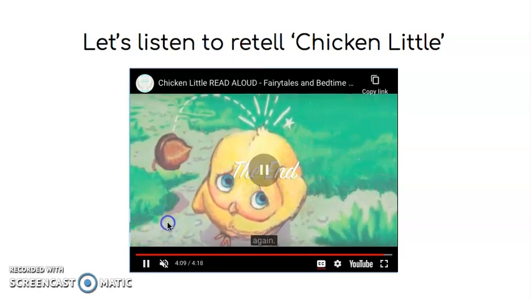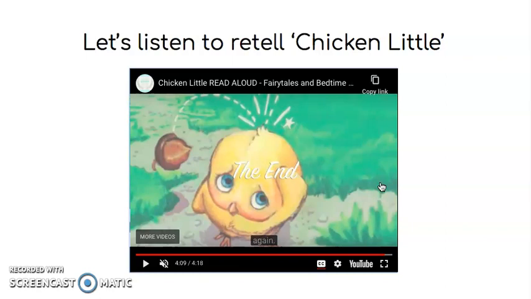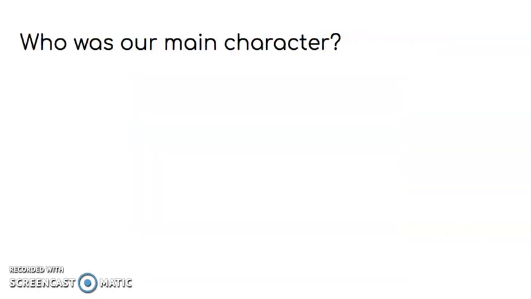The end. What a cool little story. What do you think? Would you have believed Chicken Little if she came and told you that the sky was falling? I don't know if I would have. So let's talk about those things. Who was our main character? Who was the most important, the main character throughout the whole story?